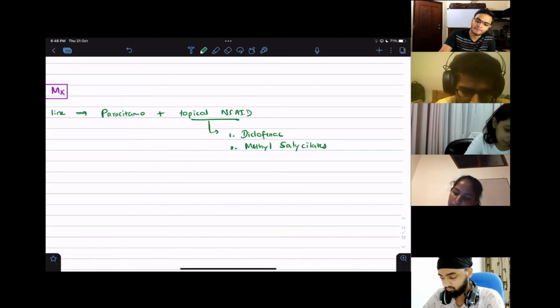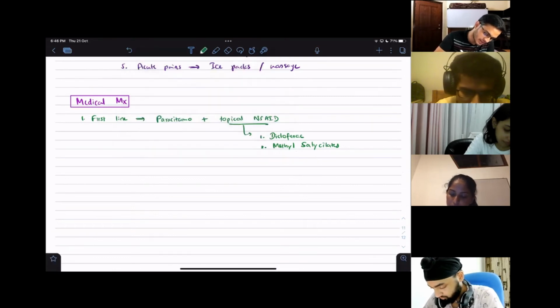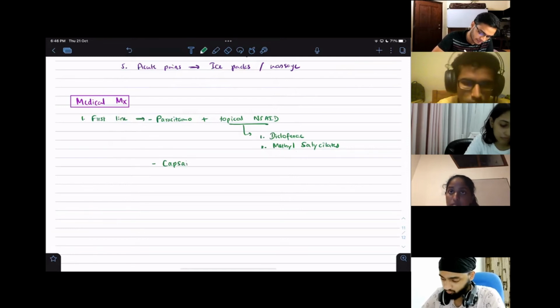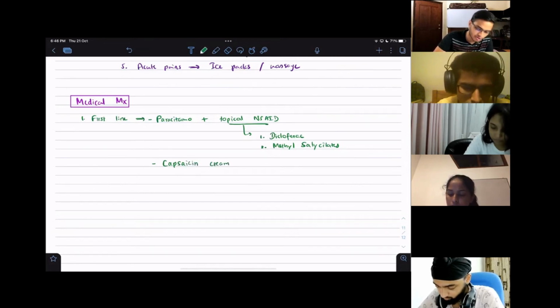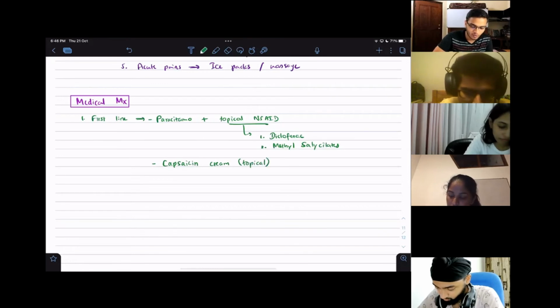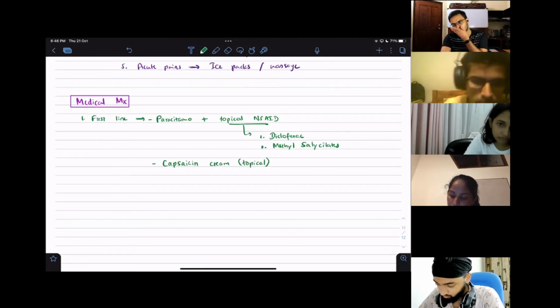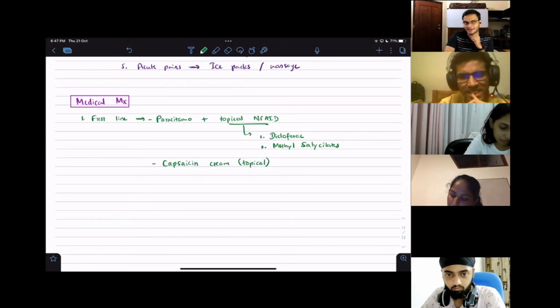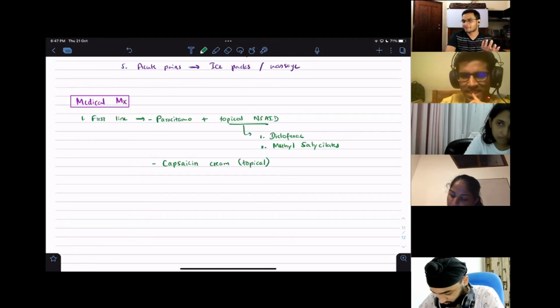Okay. Then we come to the second one, guys. Another one that can be used within the first line. Capsaicin, guys. Capsaicin creams, these are also topical creams. What is this capsaicin? Anyone knows what is capsaicin? It's from bell pepper. It's from capsicum, basically, right?